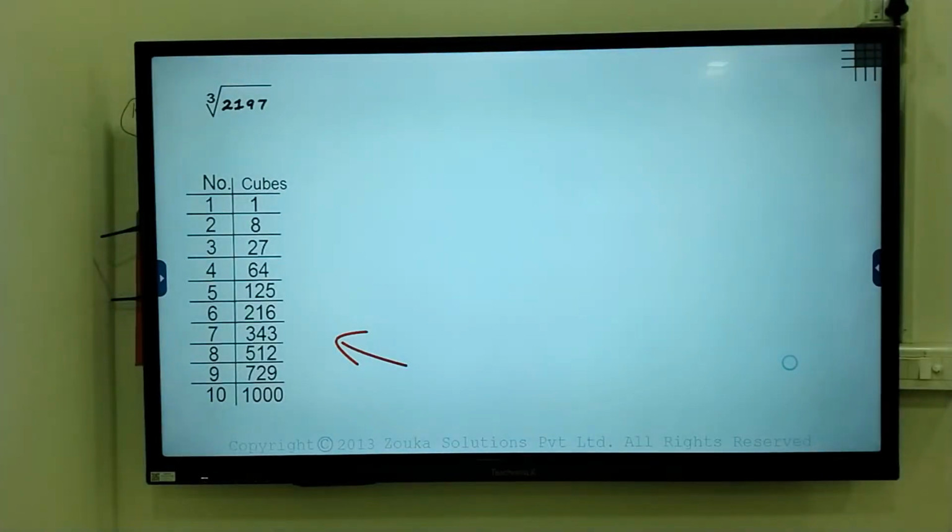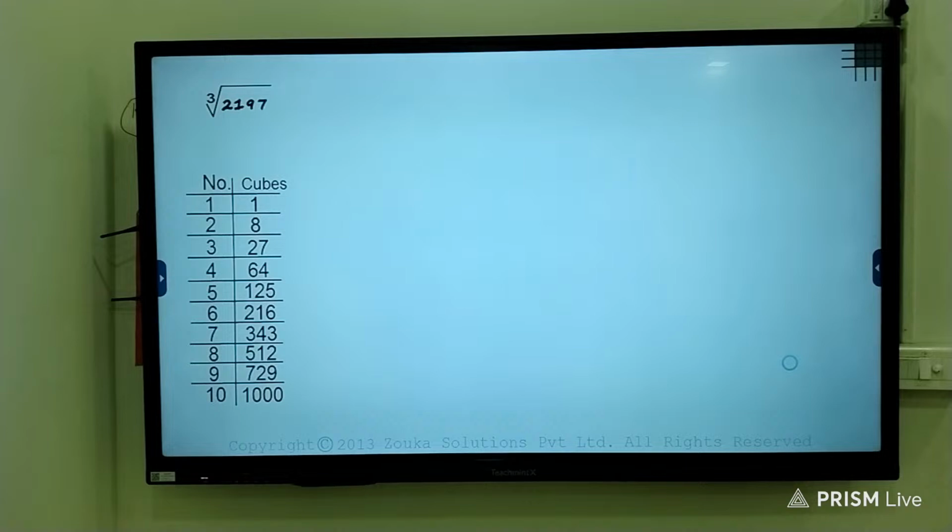Here's the table of cubes of numbers from 1 to 10. In the first column, we have the numbers, and in the second column, we have the cubes of those numbers. 1 cubed is 1, 2 cubed is 8, 3 cubed is 27, and so on.